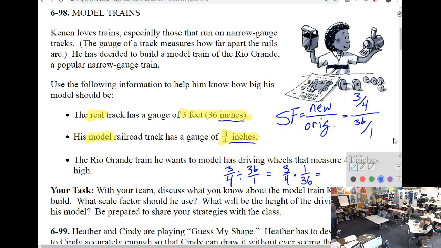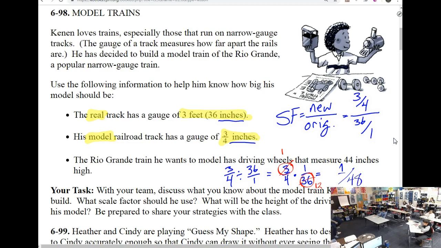Can I cross-reduce here and make life easier? Can the 3 and the 36 both reduce by the same thing? Yeah, they can both divide by 3. So my numerator just becomes 1. My denominator becomes 48.